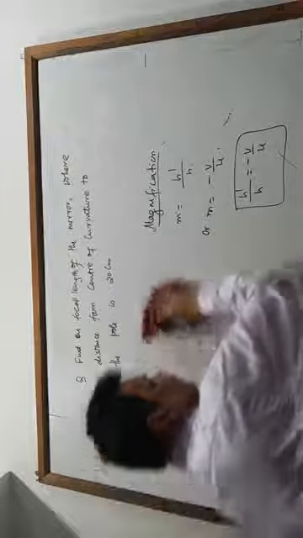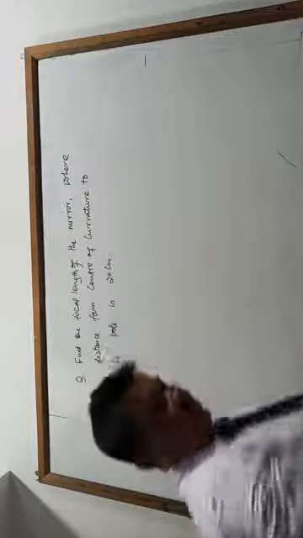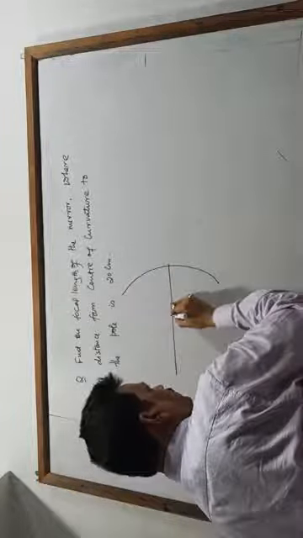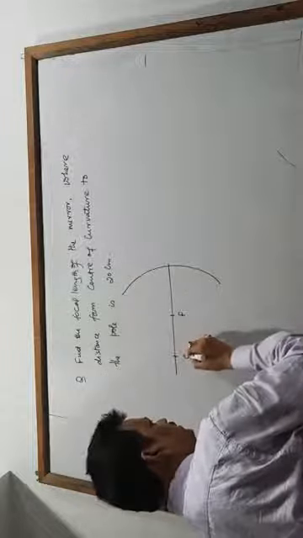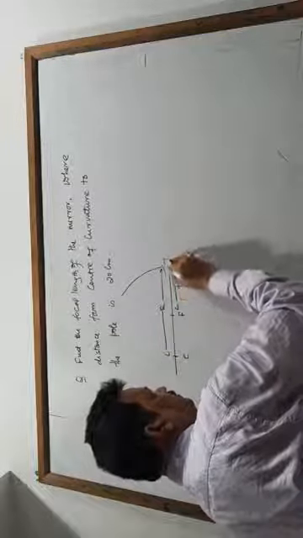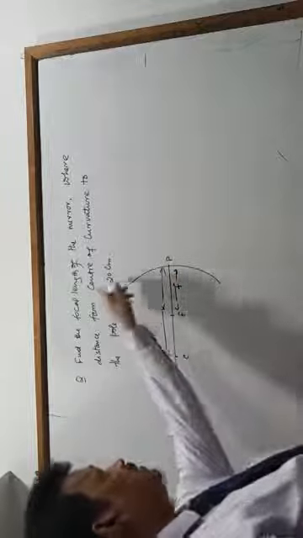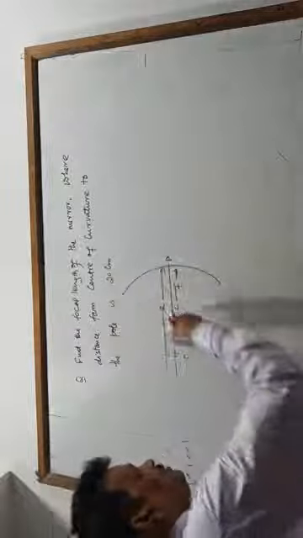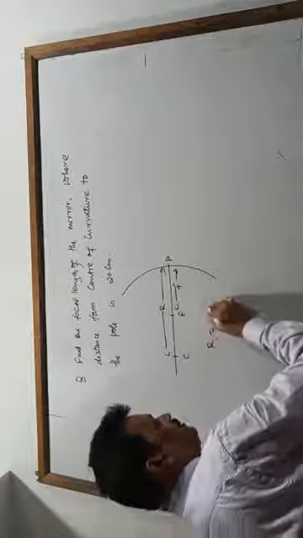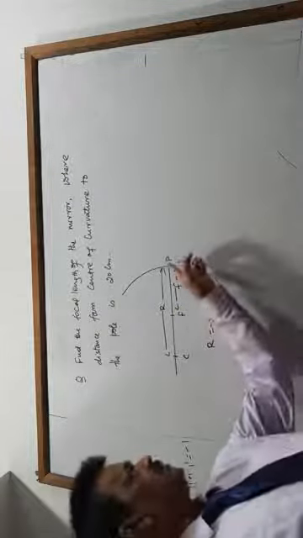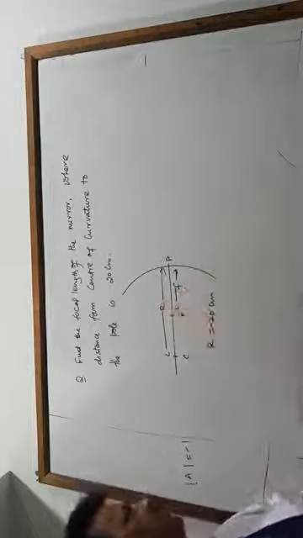Okay. See, I can take any mirror because you are asked only the focal length. Suppose I consider this. This is focus. This is center of curvature. This is R. This is F. The distance from center of curvature to the pole is 20. That means R equals 20 centimeter. I can take minus sign here. Why minus? Because the distance is measured from pole to center of curvature.